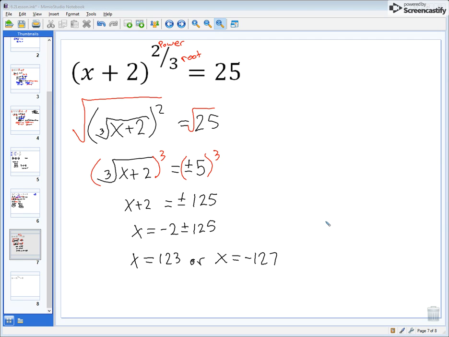Now we do have to just check real quick to make sure that these work, because remember that you can't take the square root of a negative number, which in this case, we're taking the third root, not a square root. So both of these would be correct solutions. If this 2 had been on bottom, then we couldn't actually square root a negative number. But we can always square a negative number, and we can always take the third root of a negative number.